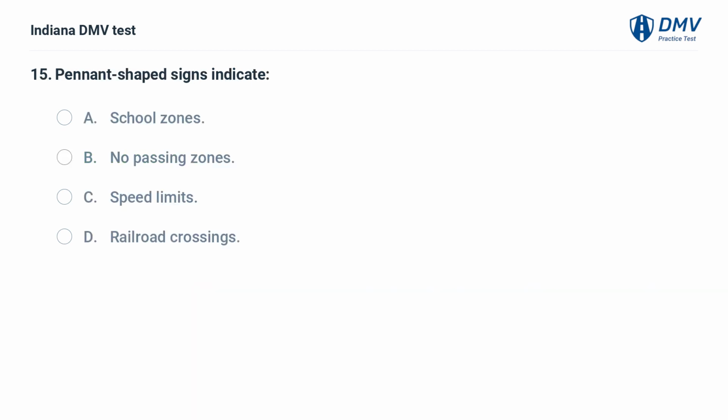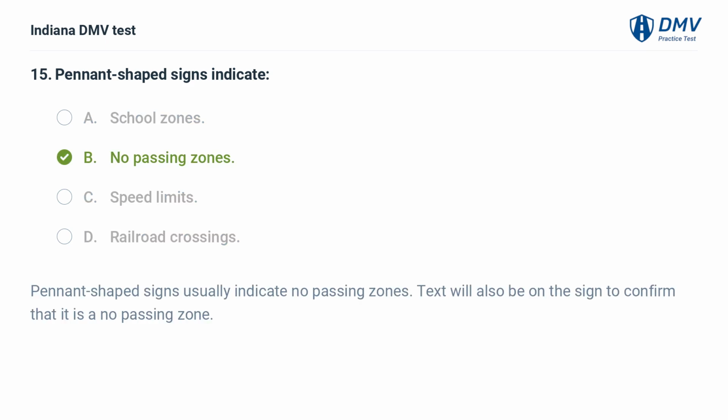Pennant-shaped signs indicate: A. School zones. B. No passing zones. C. Speed limits. D. Railroad crossings. B. No passing zones.